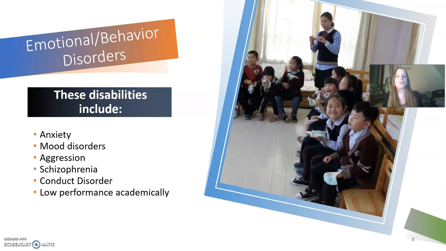Next thing is emotional and behavioral disorders. These are things that you will find in your classroom no matter how old your students are, and it will be a struggle for a lot of them for their entire lives. It's not always obvious what is going on. So these can include anxiety, mood disorders, aggression, in some cases schizophrenia. There will possibly be conduct disorder, and they might even end up not performing well academically. It also would include depression.